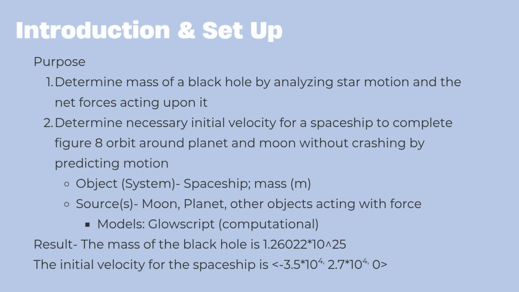And then we found that the result for the massive black hole is 1.26022 times 10 to the 25th, and the initial velocity for the spaceship is negative 3.5 times 10 to the 4th in the x component, and then 2.7 times 10 to the 4th in the y component, and then 0 for the z component.